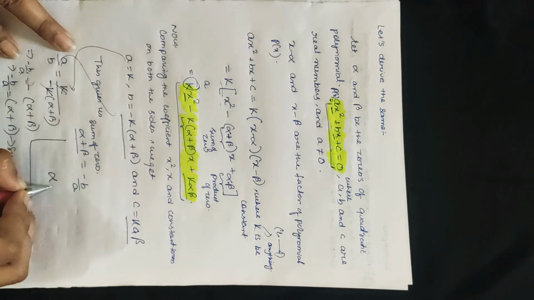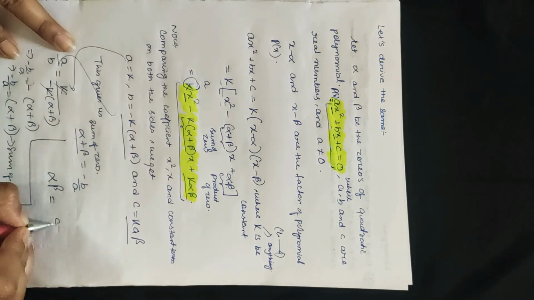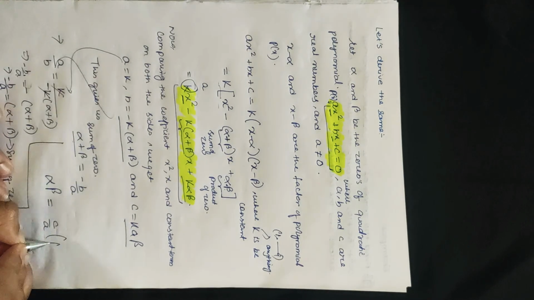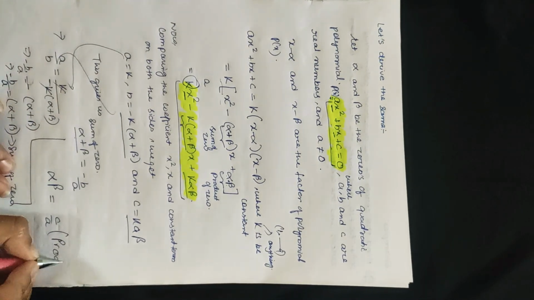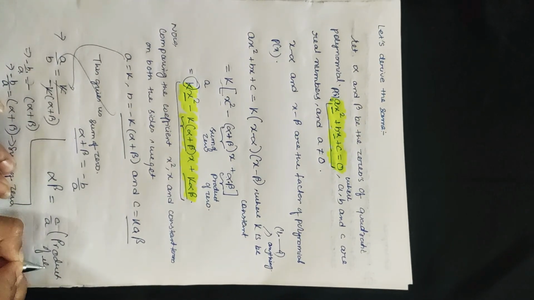Similarly, we can derive that the product is c by a. So this is the product of zeros.